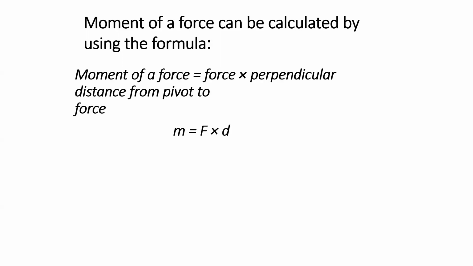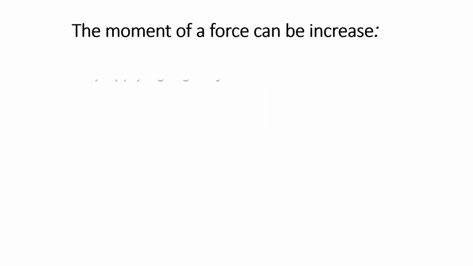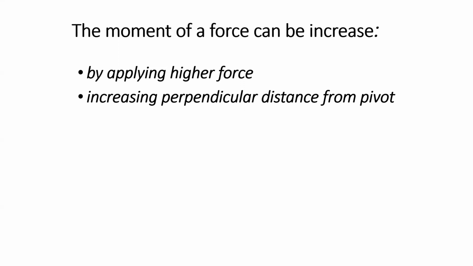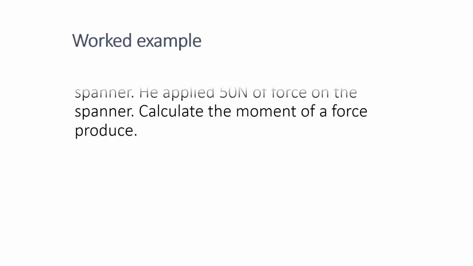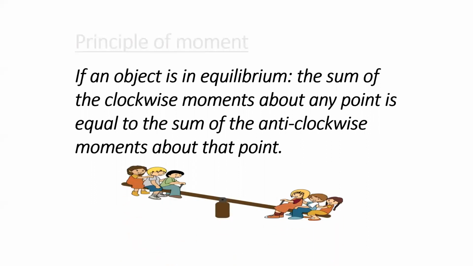If we want to calculate a moment, we can calculate it by force times perpendicular distance. And if we want to increase the moment, we should increase the force, and we should increase the distance at which we are applying the force from the pivot. This was the bird example we did. Then the principle of moments: when the clockwise moment and the anti-clockwise moment are balanced or equal, the object will not rotate, and we call that the principle of moments.